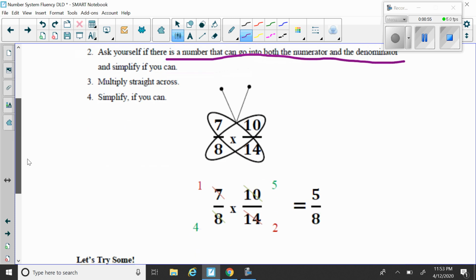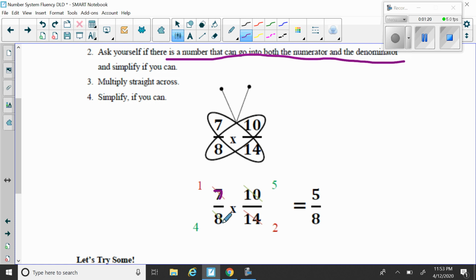If the answer is yes, that means you can simplify. So for example here, 7 and 14. Is there a number that goes into both 7 and 14? Yes, 7 goes into both. 7 goes into 7 one time, so that changes to a 1. And 7 goes into 14 two times, so that changes to a 2.